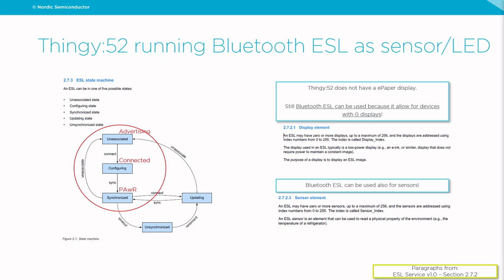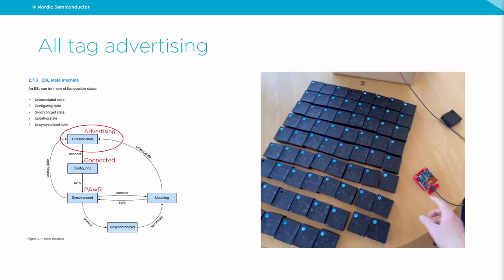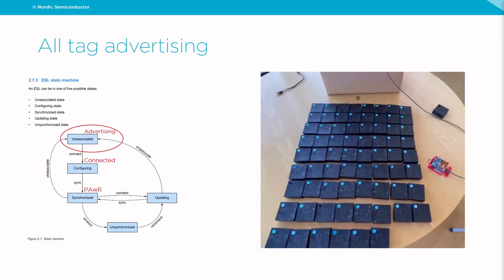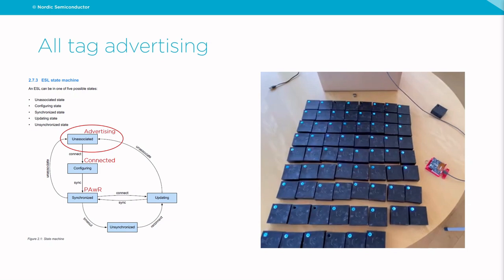So now we will play some short recorded videos to see the demo, going through the state machine from associate to synchronize and then sending some commands after the synchronization. First, as mentioned before, we have all devices advertising because they are all unassociated. We can see in this video that they are advertising and unassociated by looking at the blinking of the LEDs in each of these devices. As you can see, the LED blink quite fast, meaning they are advertising.